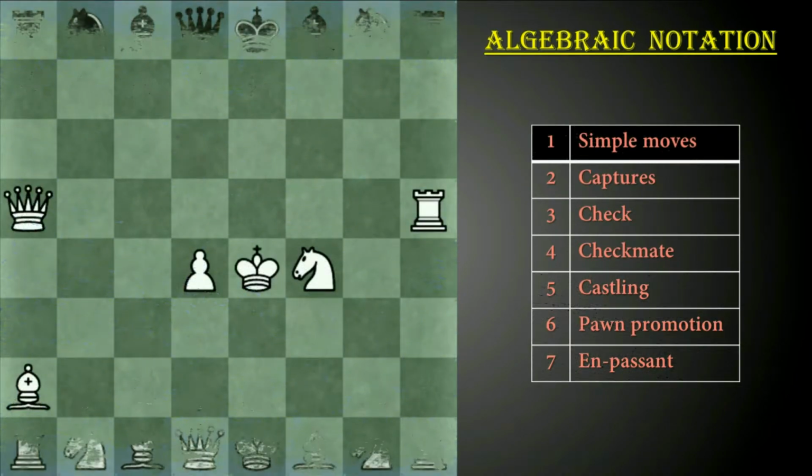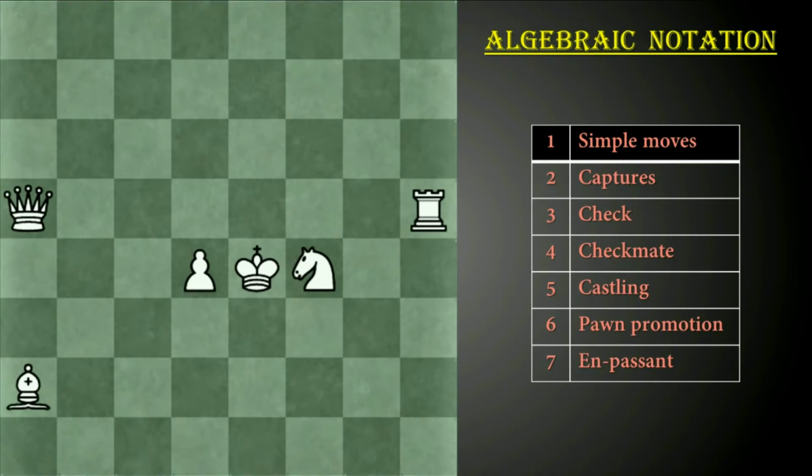First up, simple moves. It is nothing but a piece movement from one square to another. Now we have a position. Here our task is to move all the pieces one by one to the d5 square and to record them. Let's start with the queen. The queen is standing on a5 and about to move to d5. How to write it down?